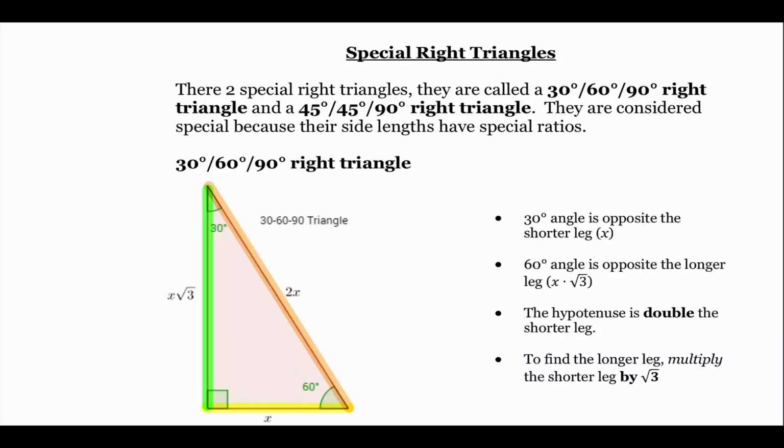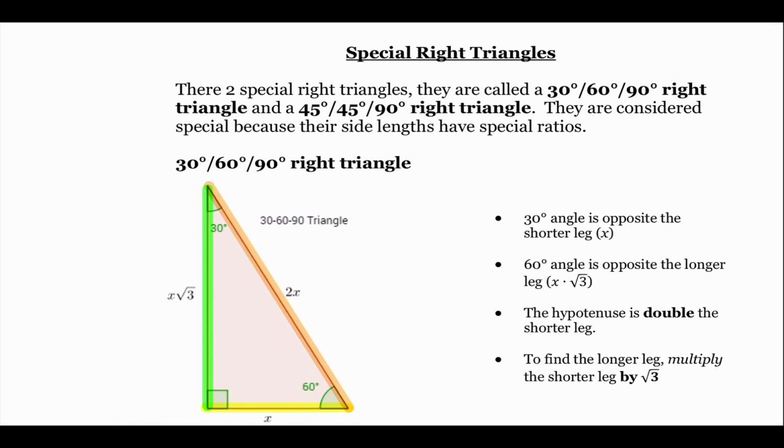Today we're talking about trig. When we talk about trigonometry, all that is about triangles, right? And the triangles we have focused on almost entirely are right triangles, right? So today we're going to talk about two specific types of right triangles.